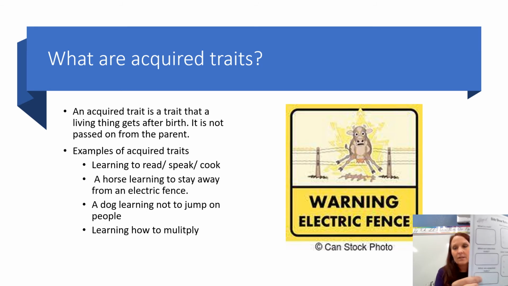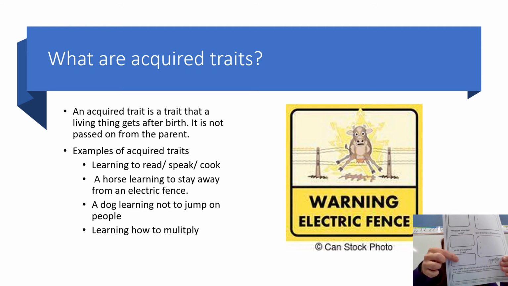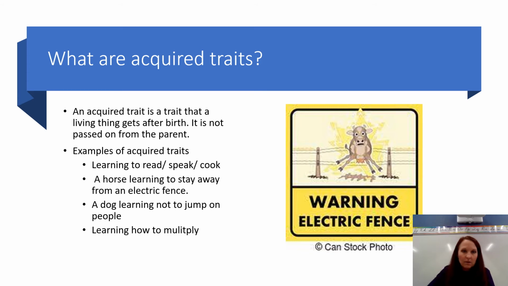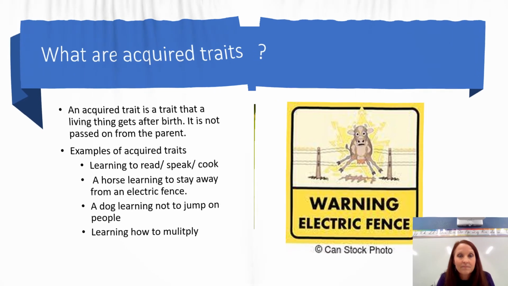Those are acquired traits. So on your paper, you have a box here that says, what are acquired traits? So go ahead and write down the definition of what an acquired trait is. And if you want to put some examples, you can do that. Pause the video until you're finished.